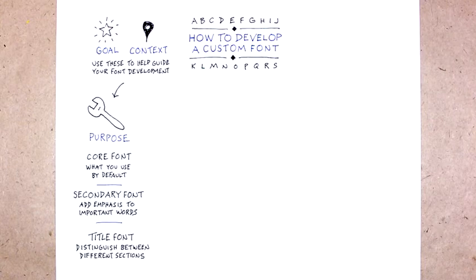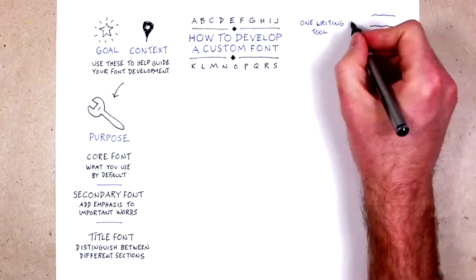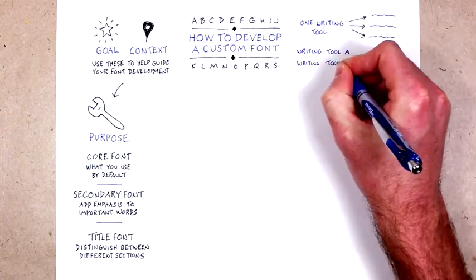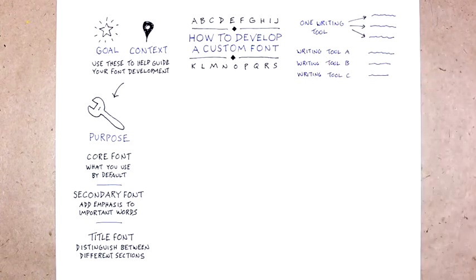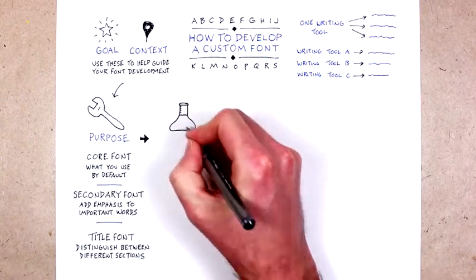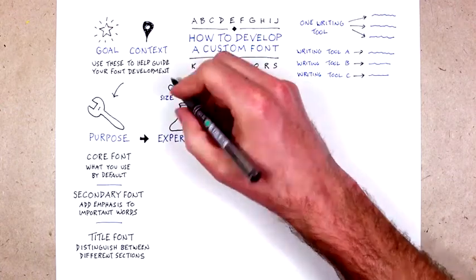Keep in mind that you can use one writing tool differently to get to multiple fonts, or you could use 3 different tools to have some built-in variation. In these examples, I'll be using the one writing tool approach. After clarifying the purpose of a font, you can experiment with different styles until you find one that is a good fit for that purpose.